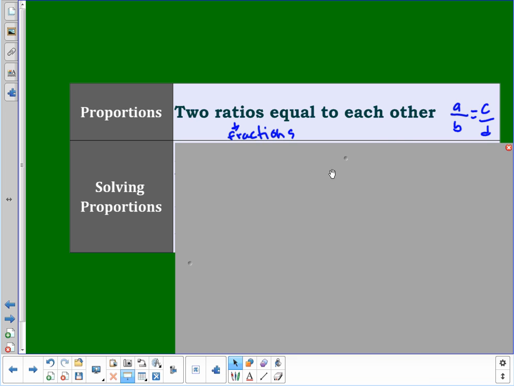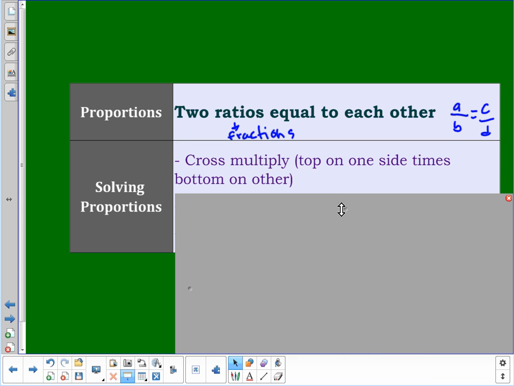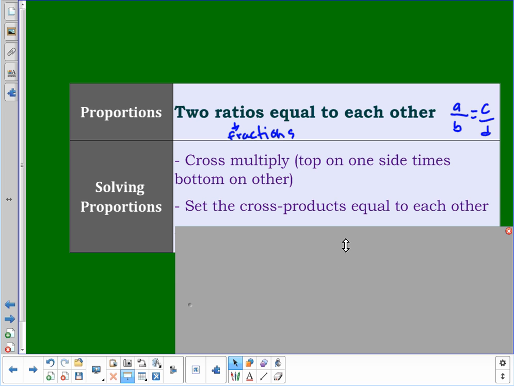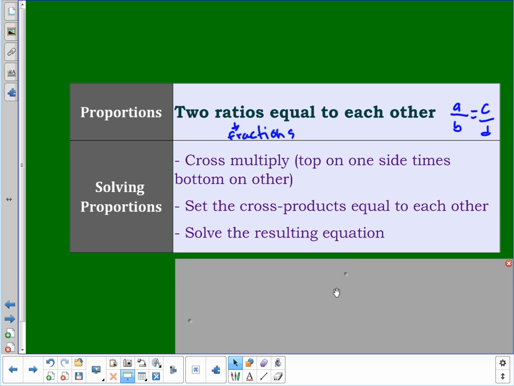Now, when we solve proportions, we want to cross multiply. We're going to multiply the top on one side times the bottom on the other, and it's literally going to cross the equal sign. So I would multiply A times D and set it equal to B times C. Then set the cross products equal to each other, and solve the resulting equation. Okay, so we're going to cross multiply and solve the equation that we're left with. That's how we take care of those fractions, get them out of that fraction form so that it's a little bit easier to work with.